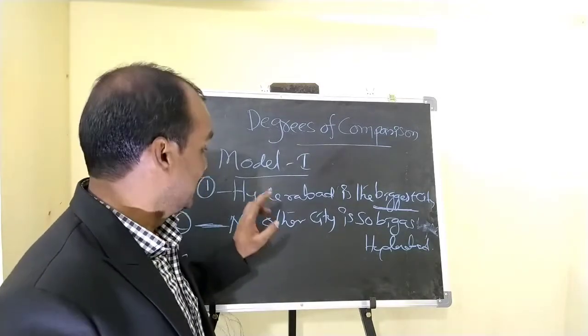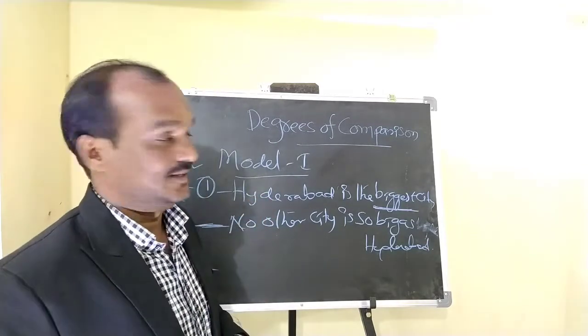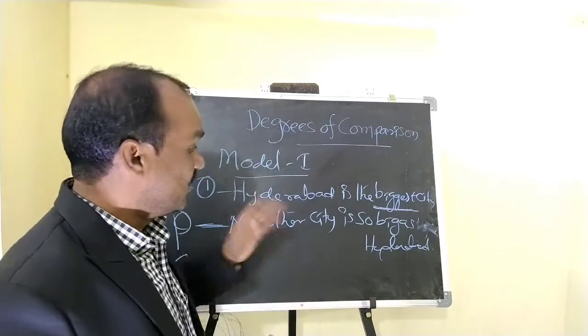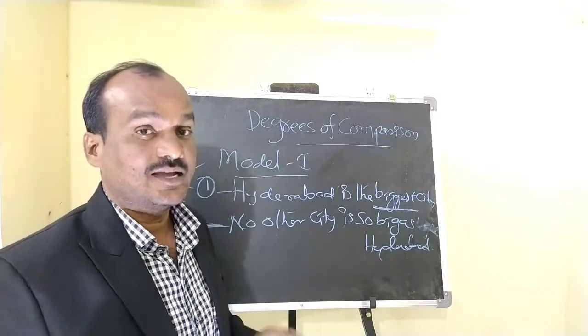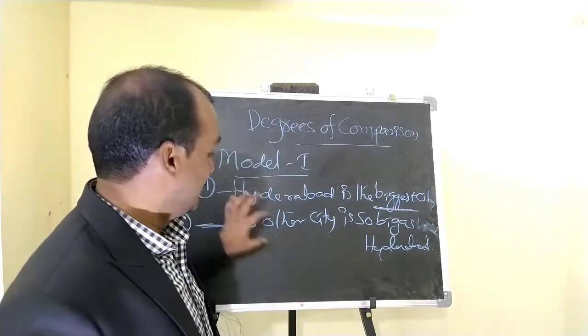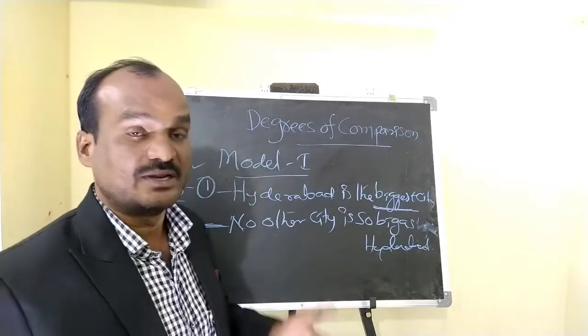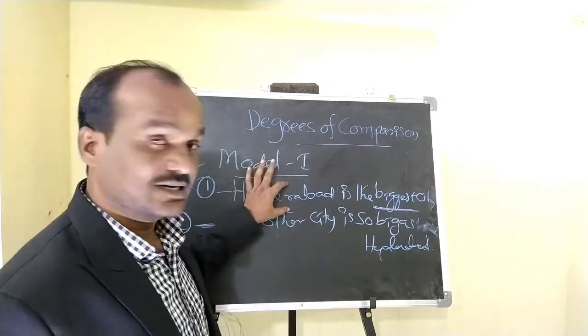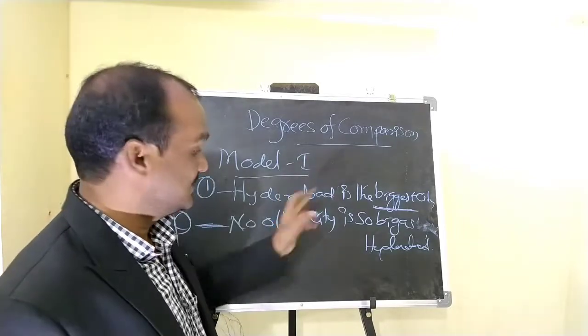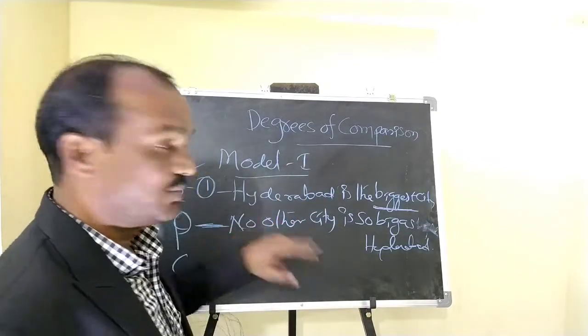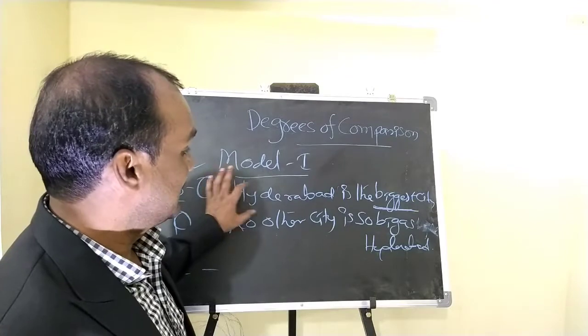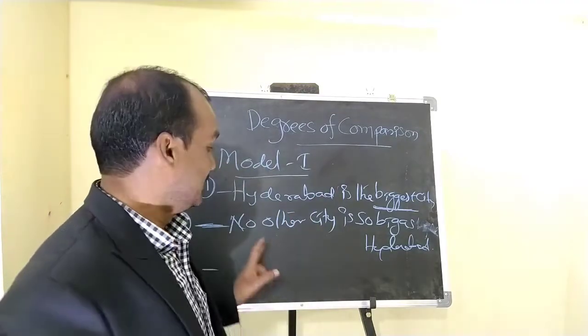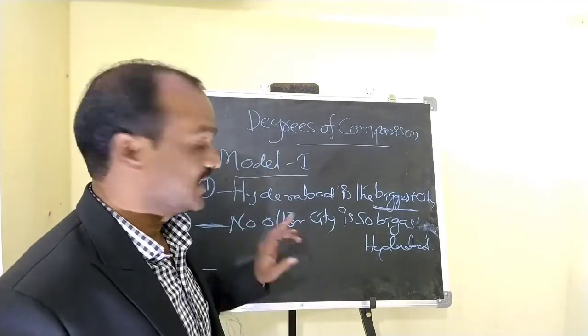Have you understood? Hyderabad is the biggest city in Telangana, and no other city is so big as Hyderabad in Telangana. Both sentences give you the similar meaning. That means without altering the meaning of the given sentence, we can change it into another type, that is positive degree. Hyderabad is the biggest city in Telangana; no other city is so big as Hyderabad.